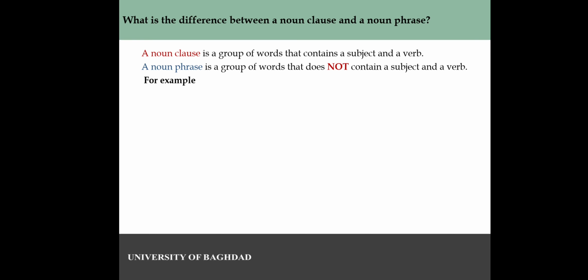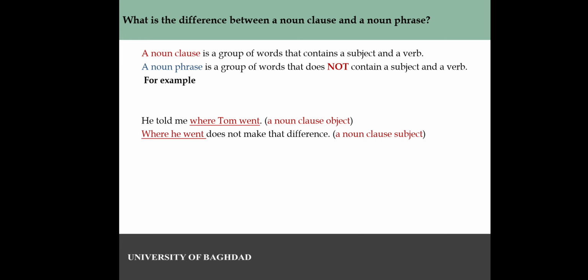So let's have a look at some examples for each one of them. He told me where Tom went. Where Tom went is a noun clause object. It's a WH clause that begins with a WH word. The same clause can also be used at the beginning of the sentence to function as a subject. Where he went doesn't make that difference. So where he went is a noun clause subject. So in these two sentences we have the same noun clause, but in the first one it functions as an object, while in the second it functions as a subject.